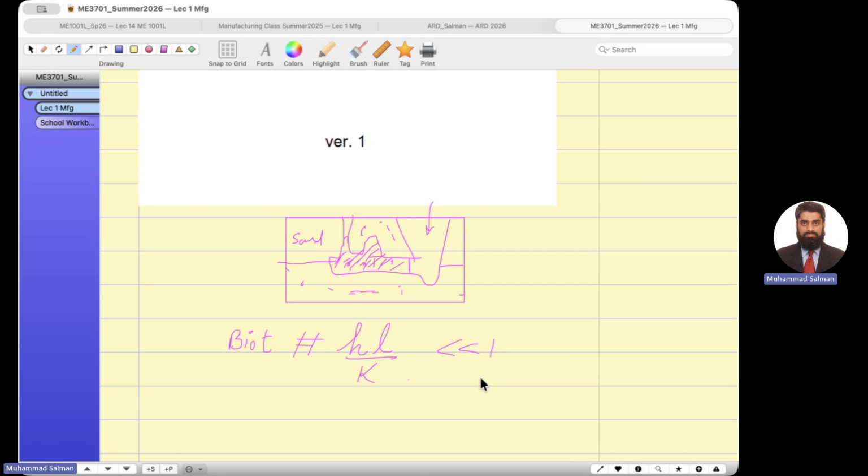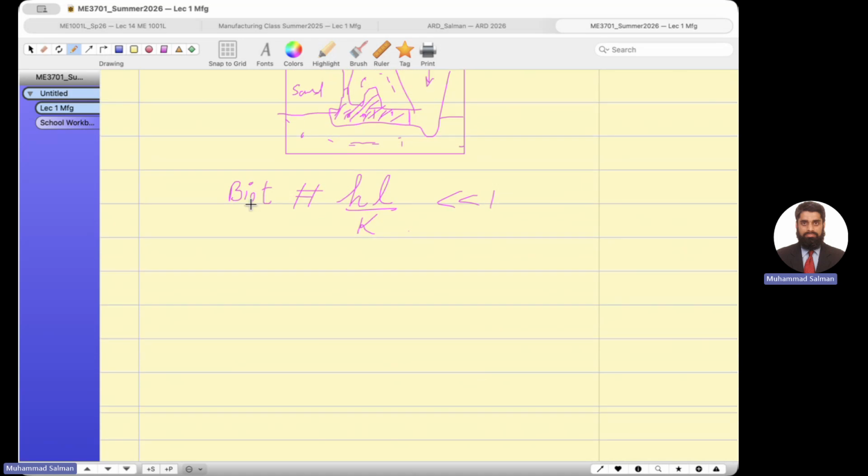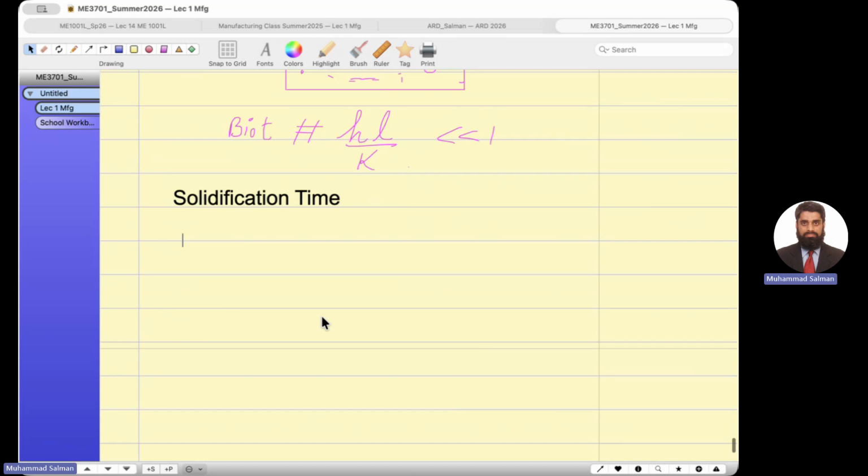But anyways, I'm not going into that. The Biot number is a good check. We have to apply some check marks. Now my main concern is, so write down solidification time. How to find out the time to solidify a casting. There are certain formulae, but let me show you the formula first.